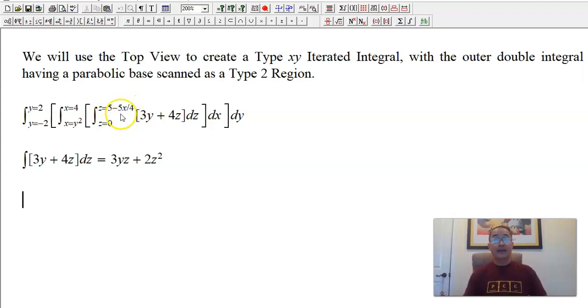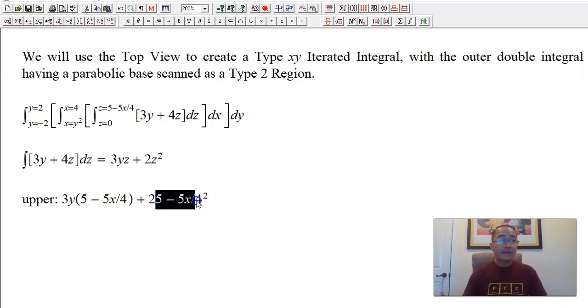You can actually factor out 5. Okay, that would be a smart thing to do. So at the upper limit, we will have 3yz. So we will replace z with 5 minus 5x over 4.